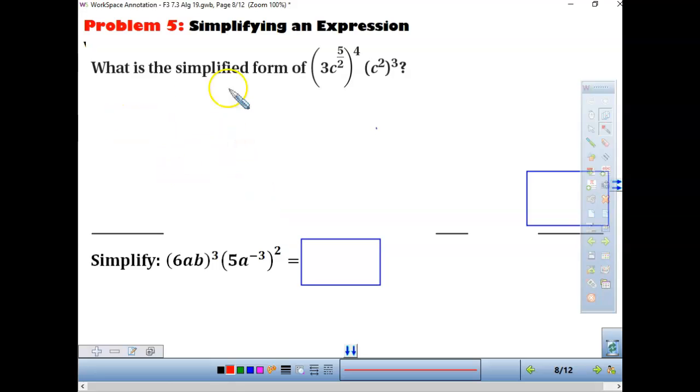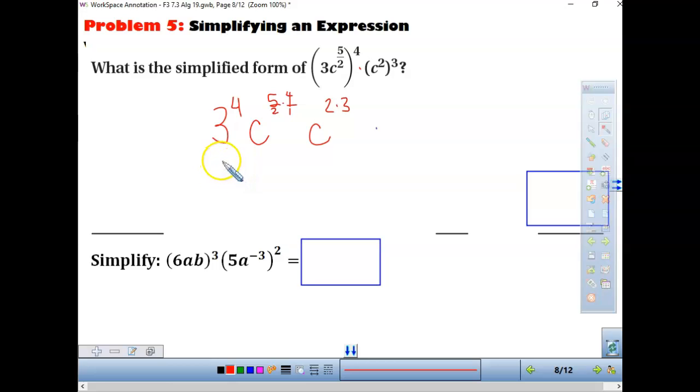Taking a look at this next one, you notice that you have 3 c to the 5/2 raised to the 4th times c to the 2 raised to the 3rd power. Again, you want to start the problem off with 3, and you are going to put that to the 4th power. You're going to take 5/2 times 4 over 1. You are going to take c to the 2 times 3.